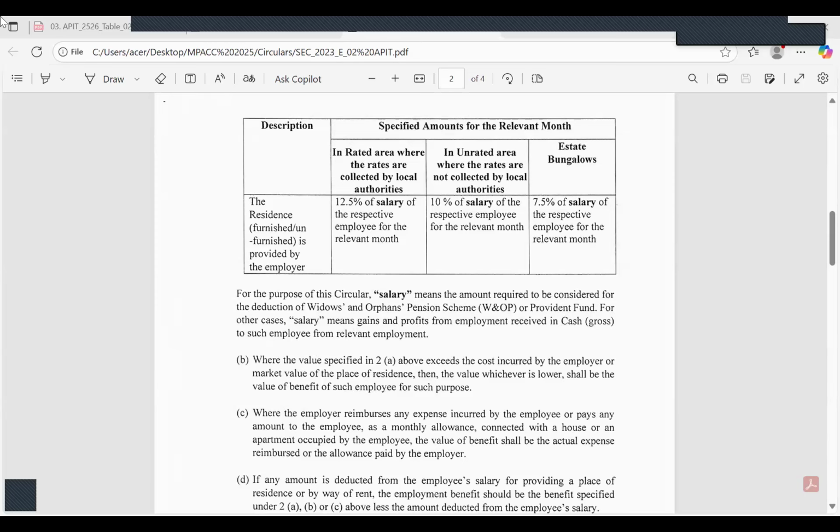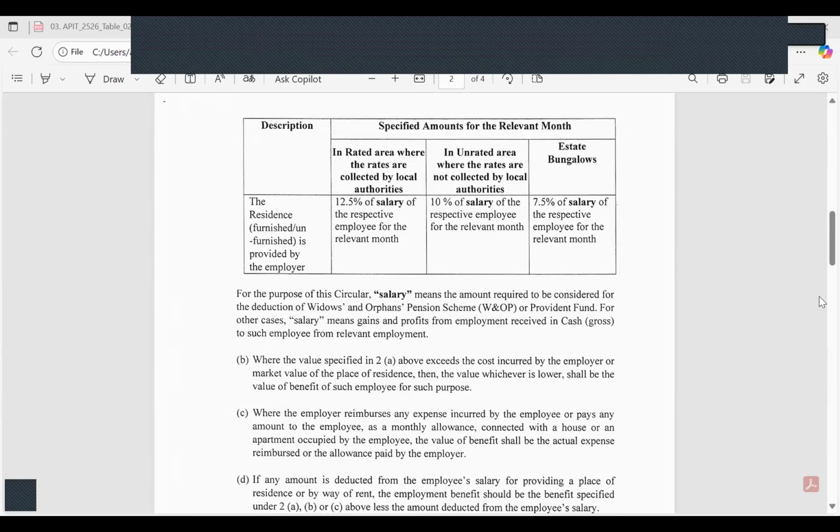So when we are calculating the residence benefit, the housing benefit of an employee, we have to multiply the salary by 12.5% if it is in a rated area. If it is not in a rated area, 10% should be applied.